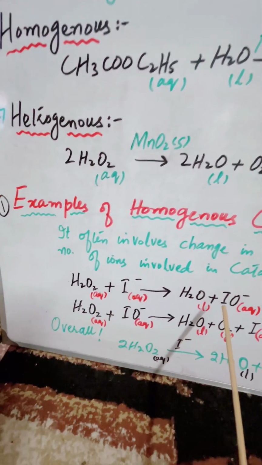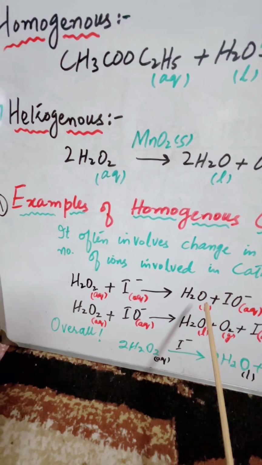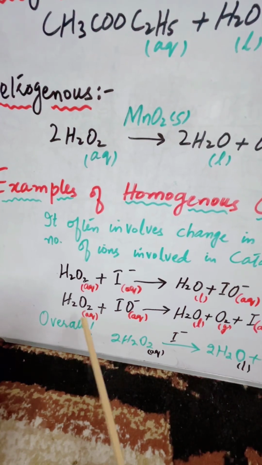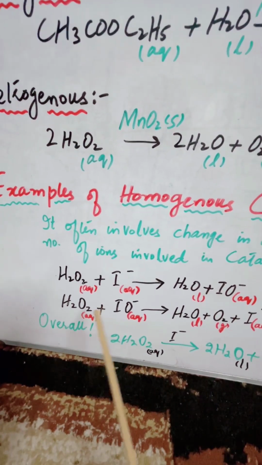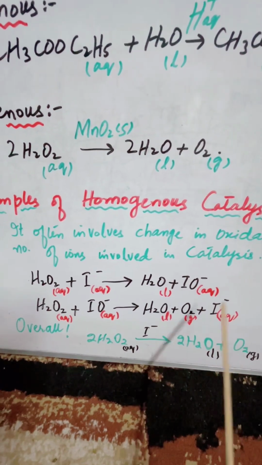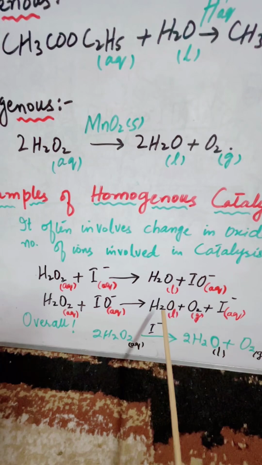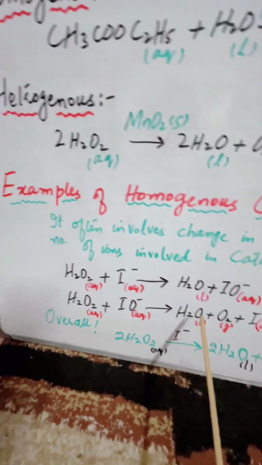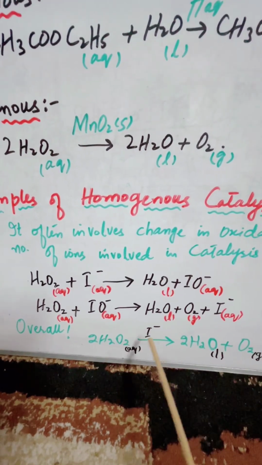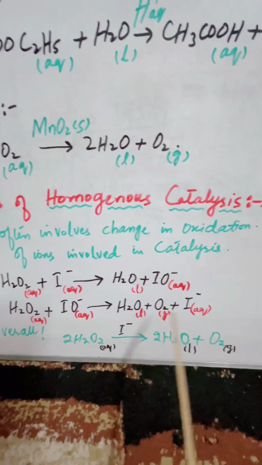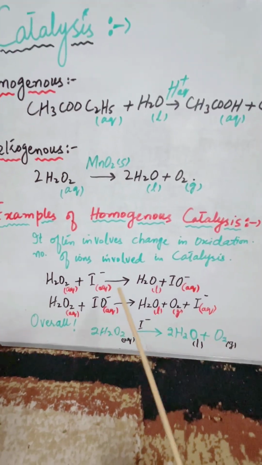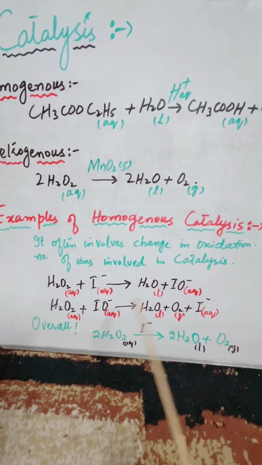These are first converted into iodate ions. Okay, and then these iodate ions react with the molecule of hydrogen peroxide, and they are reduced back to iodide ions. So the catalyst is regenerated. Catalyst is always regenerated in the reaction, and oxygen and water are being formed. So you can see here the overall reaction is the hydrogen peroxide in the presence of iodide ions, it produces water and oxygen. Okay, and this is the example of homogeneous catalysis, as the catalyst and the reaction mixture are all in the same phase.